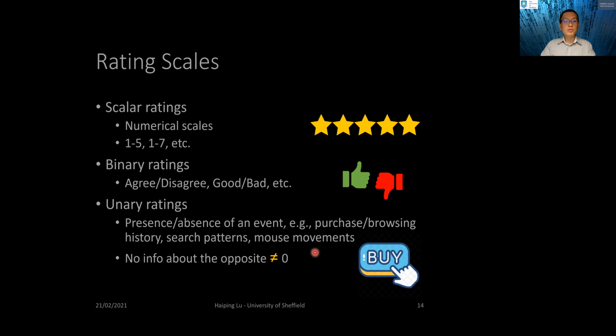But you should be aware that there is no information about the opposite. It doesn't mean that the rating is very low, so it's not equivalent to no interest. Because it is the absence of an event: you didn't buy it, maybe because you're short of time. Maybe you need to go for a lecture and you have no time to buy it, so you close the window. Therefore it can only confirm the positive, but not the negative.